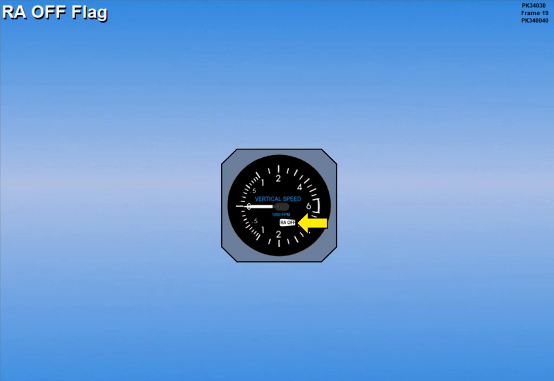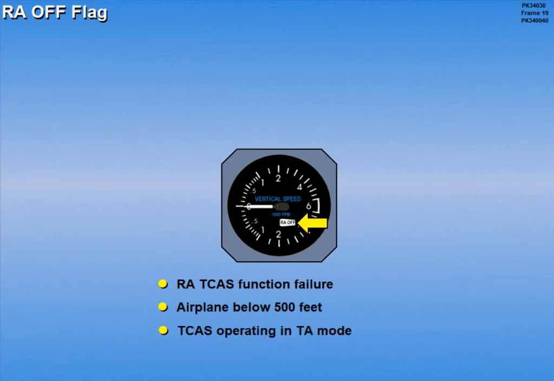An RA OFF flag indicates one of the following: RA TCAS function failure, the airplane is below 500 feet, TCAS is operating in TA mode, TCAS is operating in standby mode, or power failure.